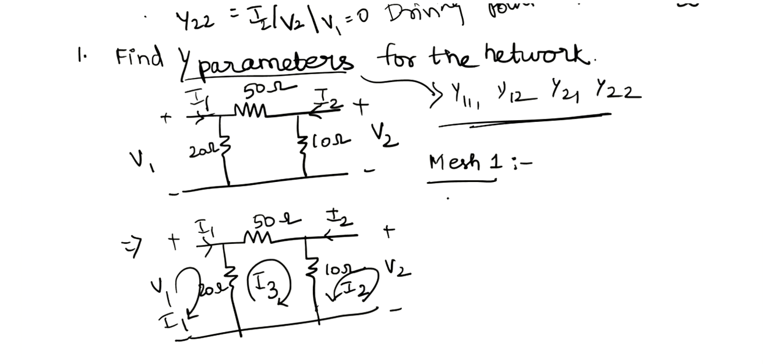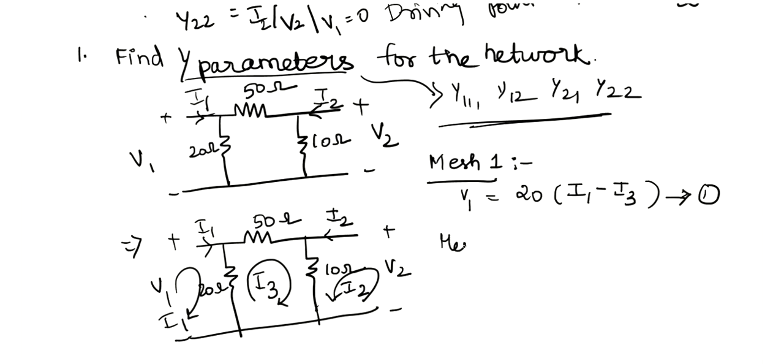So write the mesh 1 equation: active elements equal to passive elements. The active element is V1, which equals only one resistor involved in mesh 1. The 20 ohm is present between the two currents, I1 and I3. Now tell me the symbol, is it minus or plus? Definitely it is minus, because I1 and I3 flow in the same direction, as in normal circuit analysis. Clear? So that's why it is minus. This is your first equation.